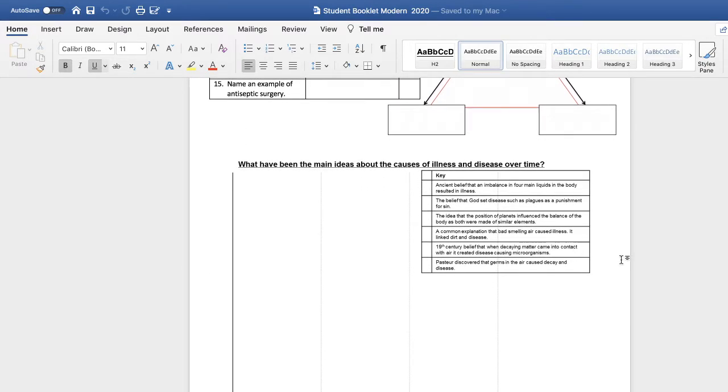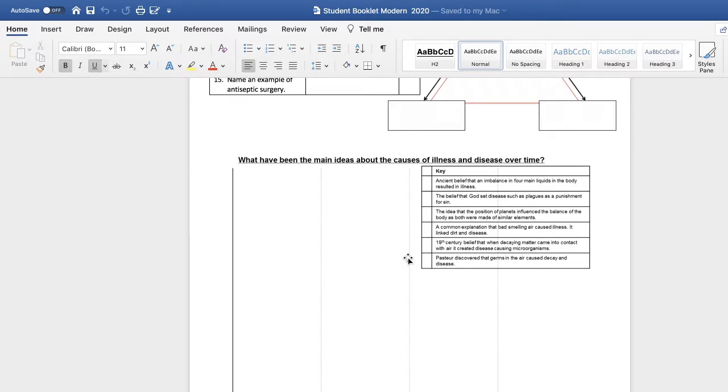This next bit, I am going to put up on the slide in a second, because I want you to attempt it yourself first of all, and then have a look at what I'm about to show you. What you have to do is think about what have been the main ideas about the causes of illness and disease over time. You've got some statements, and you just have to create a key, so different colours. Obviously, it'll be a lot easier for you to do this with your actual physical booklets, not from the computer, which is why I won't be showing you. But you just have to literally create a key, different colours, and think.